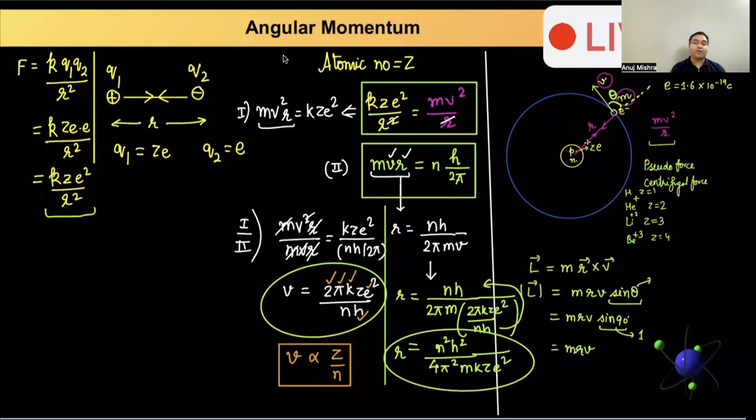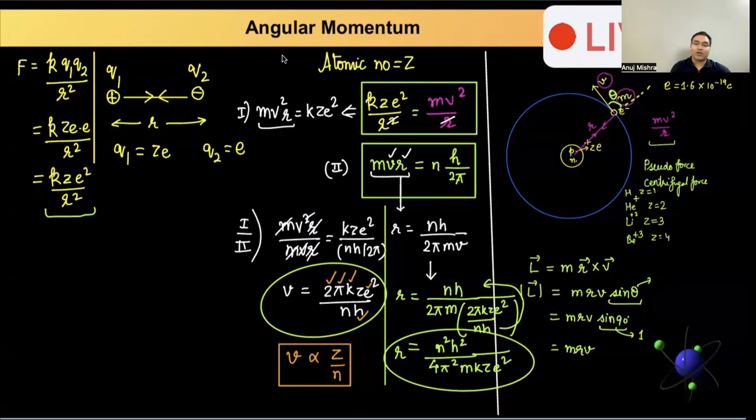Whose velocity will be more? Type in chat box. Hydrogen atom, electron in first orbit, helium plus electron in first orbit. Whose velocity will be more? Think. Velocity is proportional to Z by n. Now n you have made 1 for both. You are talking about first orbit for both. So V depends on Z. Whose Z is more? Helium's. So whose velocity will be more? Helium's. Is it clear?